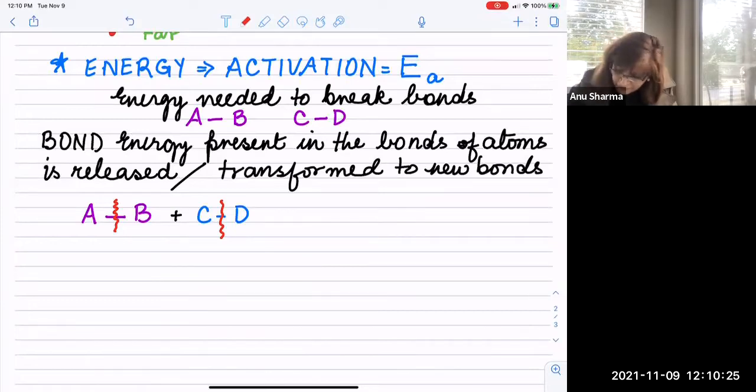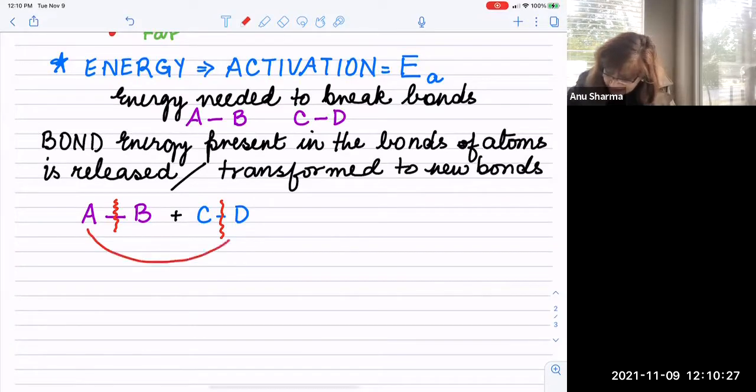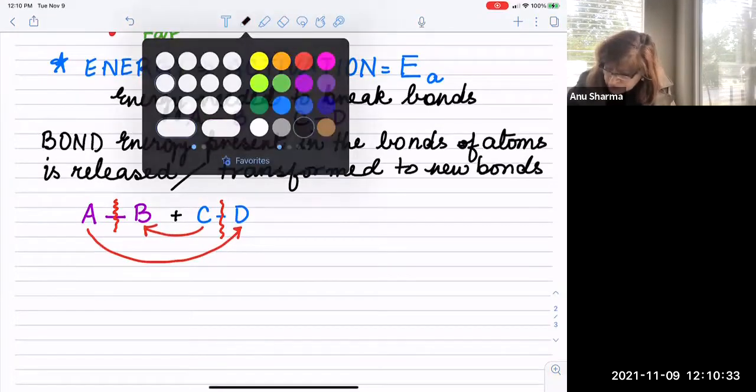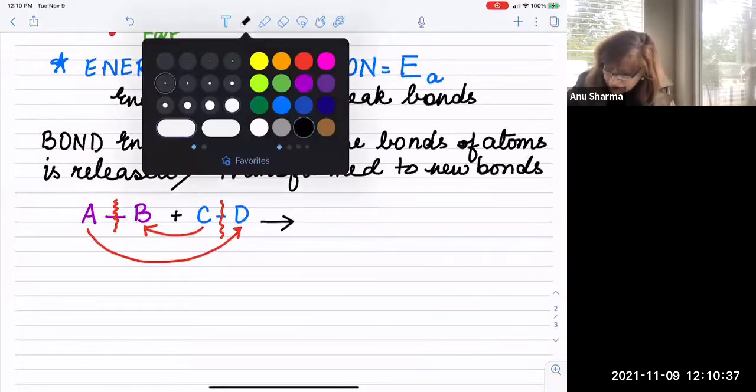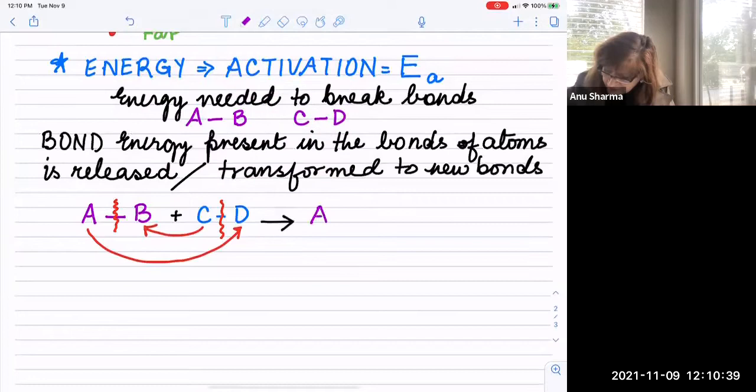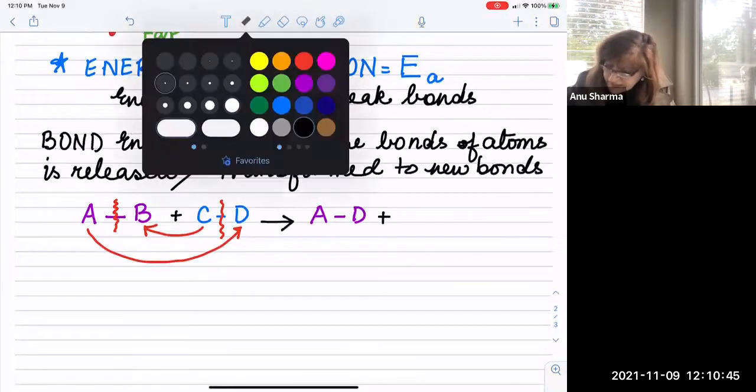Now, after that, what happens? A combines with D and C combines with B. So what do you produce then? You produce a new molecule in which the transformation has happened. So A and D, a new bond is formed, and we see here C and B.